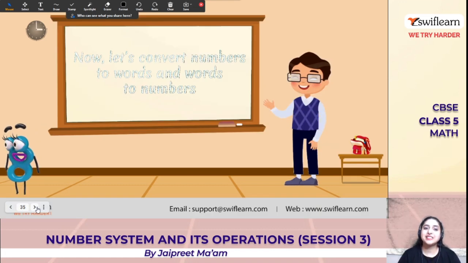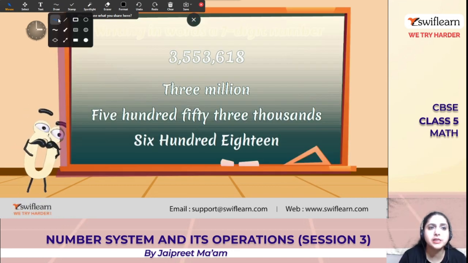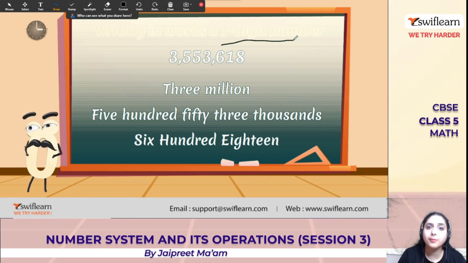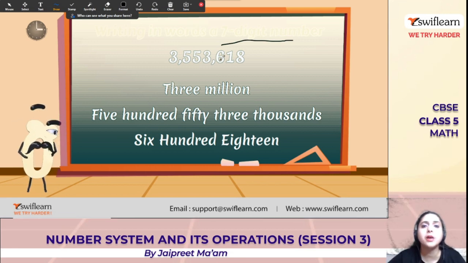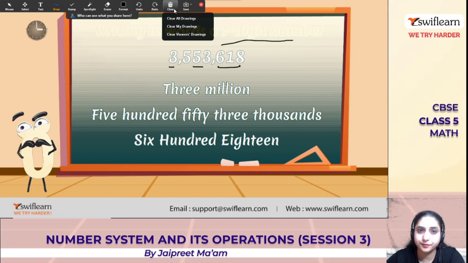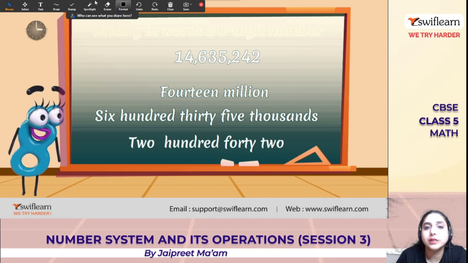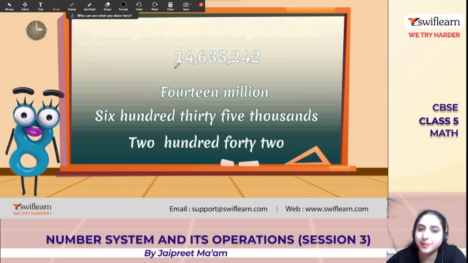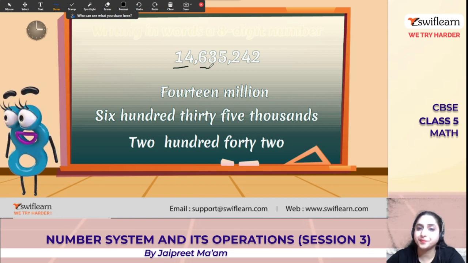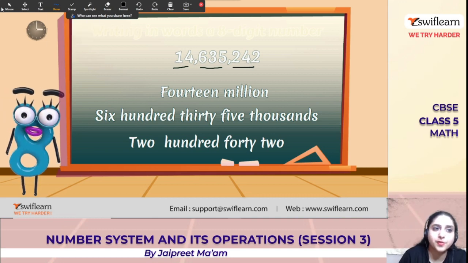Okay, now let's convert numbers to words and words to numbers. How will we do it? Writing a 7-digit number in words. So a 7-digit number, yes, you're right, it will be in millions. So let's begin. It will be 3,553,618. Okay, this is a 7-digit number. You can write for 8 and 9-digit numbers also. So this is an 8-digit number. An 8-digit number will be 14,635,242. Did you understand how to write it?